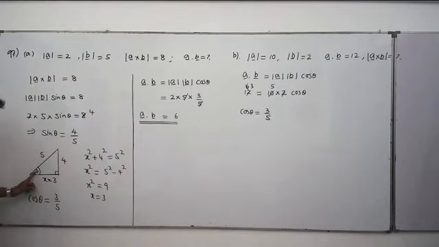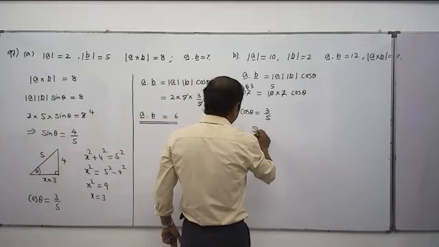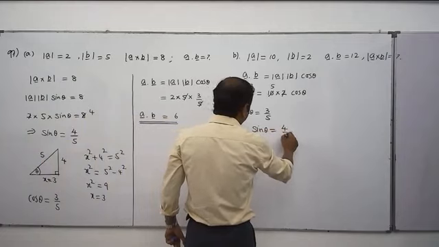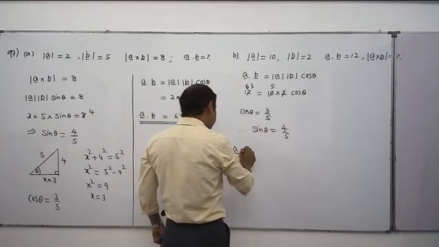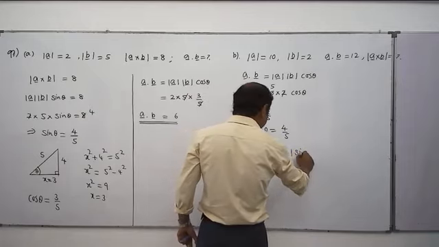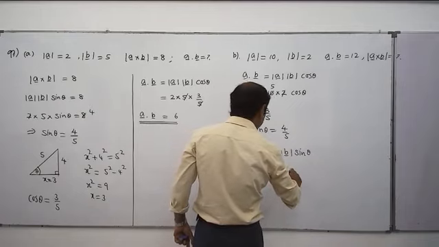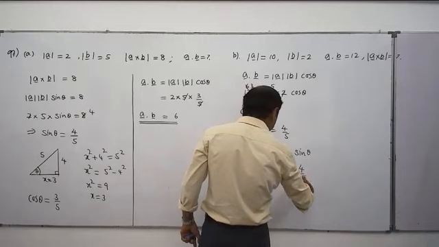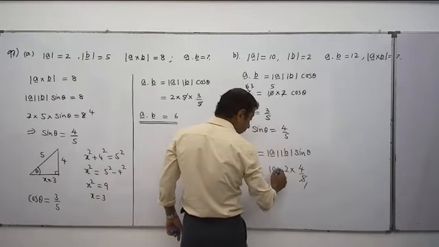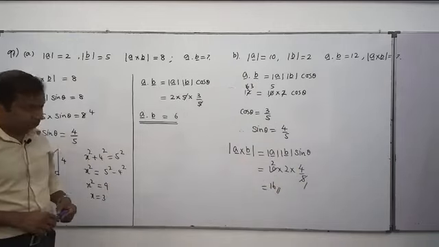Then for this, what is sine theta? Opposite side by the hypotenuse. We need sine theta to find A cross B modulus. Therefore, sine theta is what? 4 by 5. Then what is A cross B modulus? Mod A, mod B, sine theta. Modulus of A is 10, modulus of B is 2, sine theta is 4 by 5. Here you can cancel down. This is 16. A cross B modulus is 16. Right.